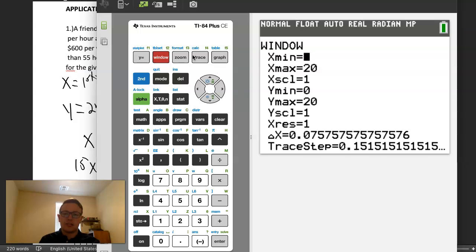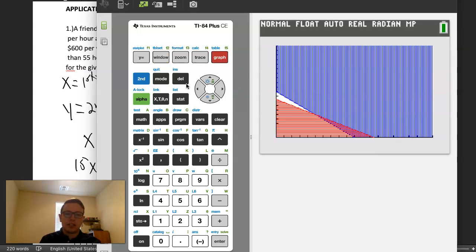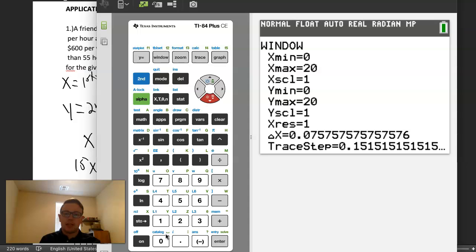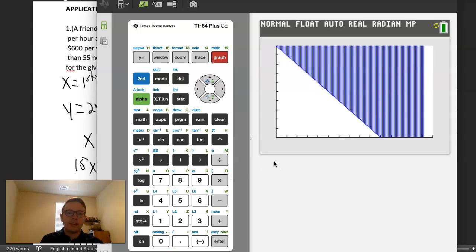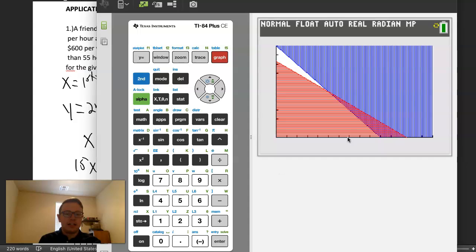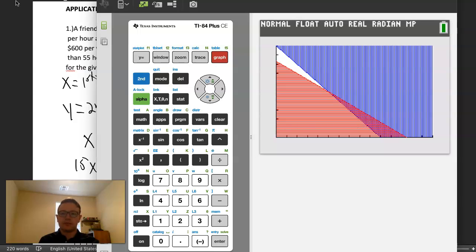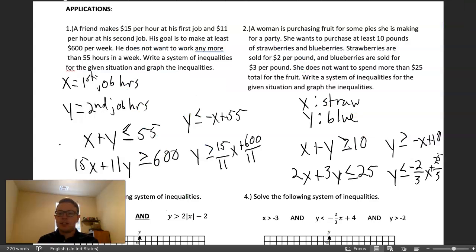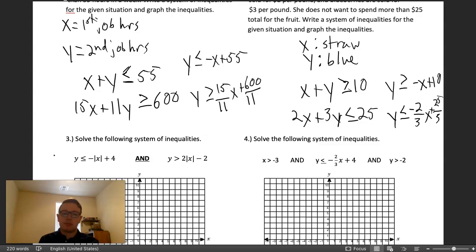Let's adjust our window. Looking at this, we can cut off some of our maximum. Let's go down to 15, and we can definitely cut off everything for our y maximum. Now this intersecting area right here are all the possible solutions. And with that out of the way, we just have a couple more tricky graphing problems.